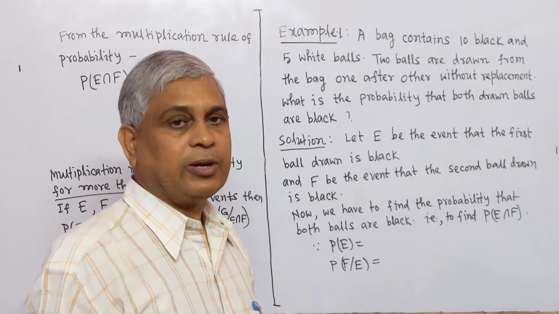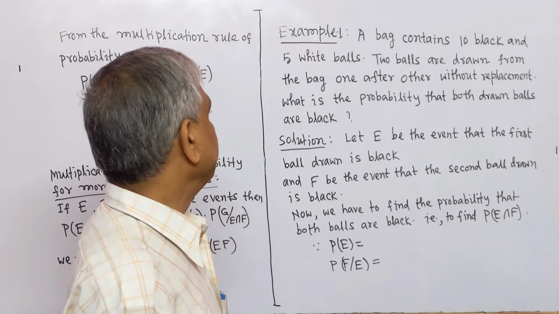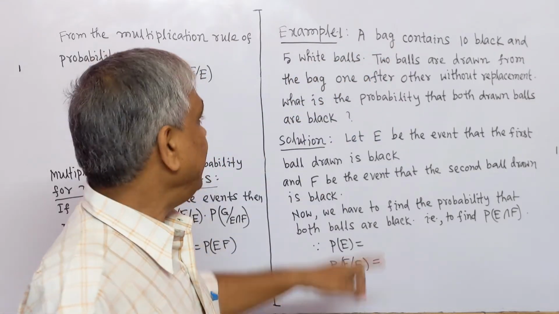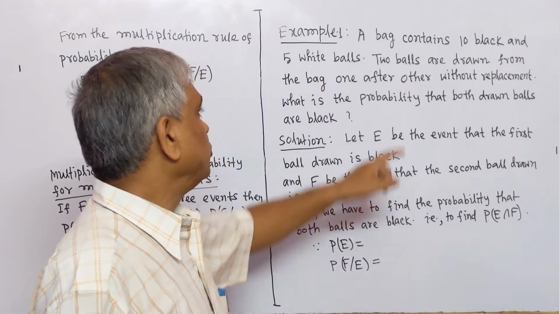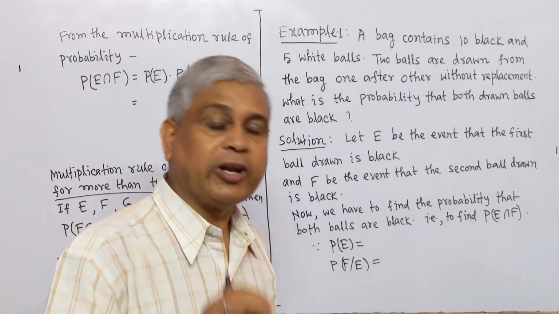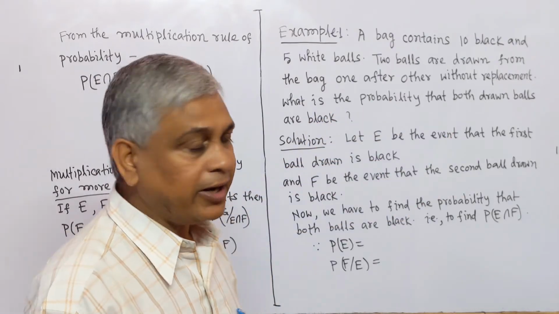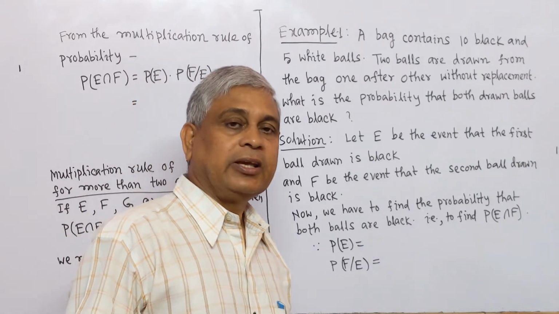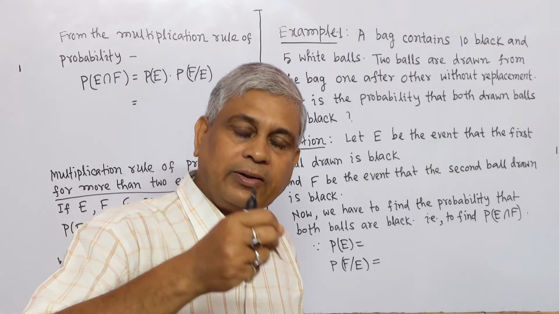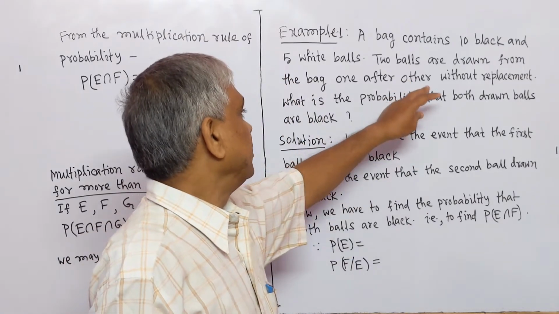Now we shall give an example for application of the multiplication rule of probability. Example 1. A bag contains 10 black and 5 white balls. 2 balls are drawn from the bag, one after other, without replacement. What is the probability that both drawn balls are black? Means if we draw one ball from the bag, then that ball will not be returned back to the bag. This means without replacement.